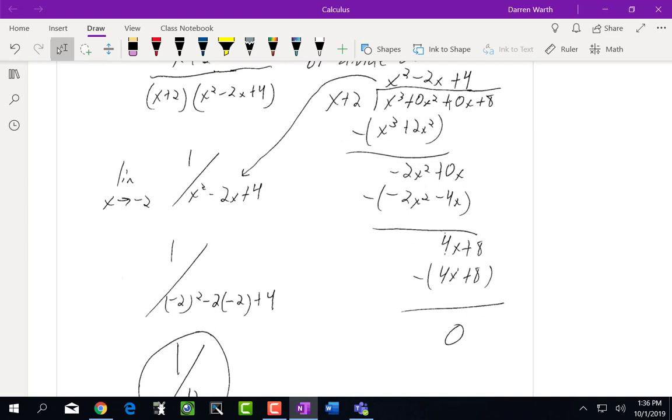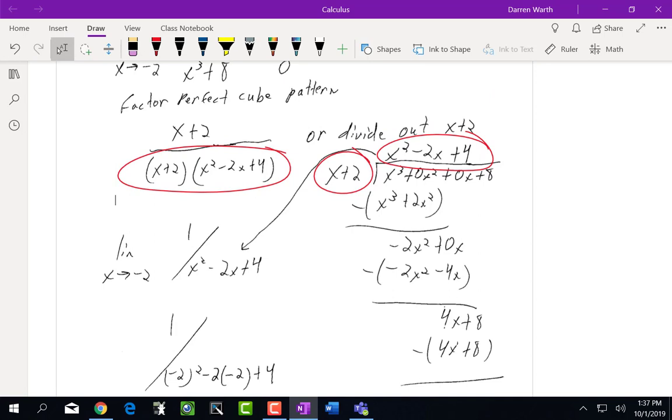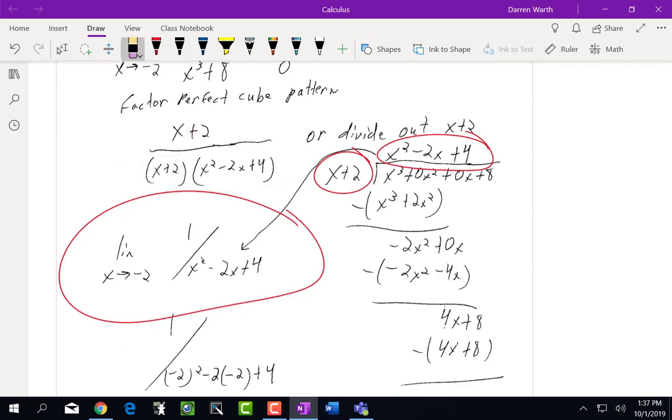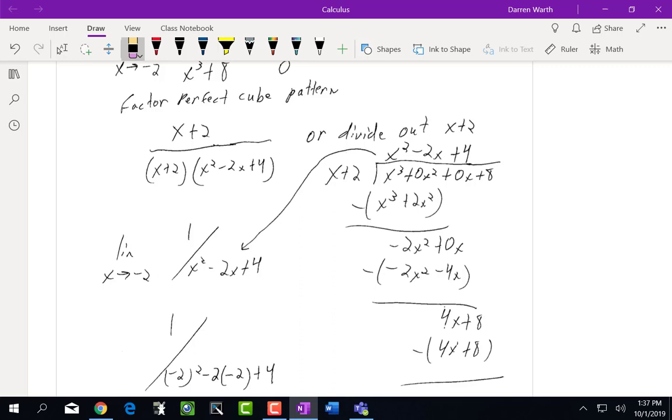So now notice this times this equals the x cubed plus 8. So I just go ahead and write that underneath here. And then I'm just going to go ahead and cancel those out, so the x plus 2's cross out. And now I've got my equation, the limit as x approaches negative 2 of 1 over x squared minus 2x plus 4. Now I can go ahead and substitute that in again, now that I've eliminated that problem.